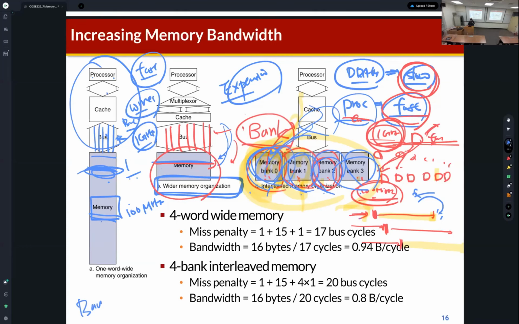Modern processors use this model. Actually the memory is composed of multiple banks, independent memory modules. Then the processor can give requests to multiple banks of the slower memory, and then the processor can also receive the data.